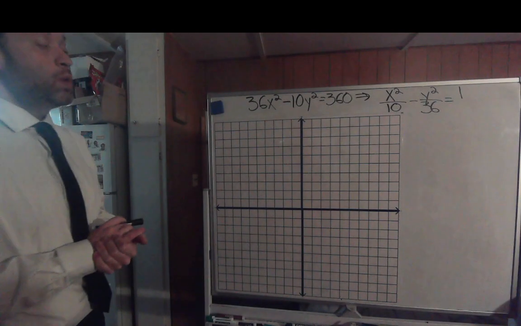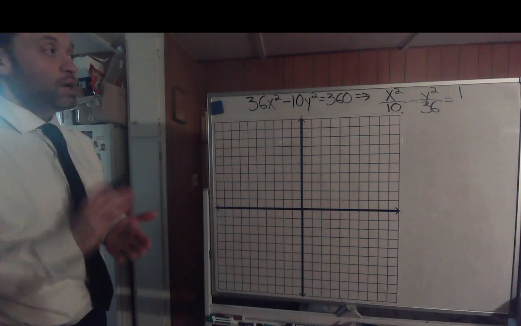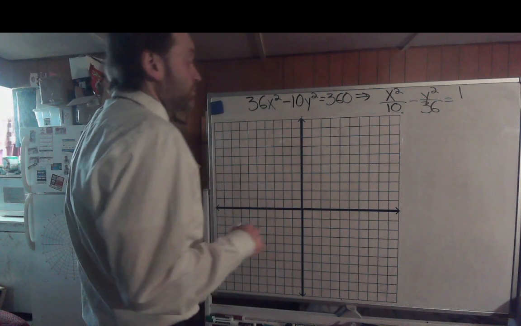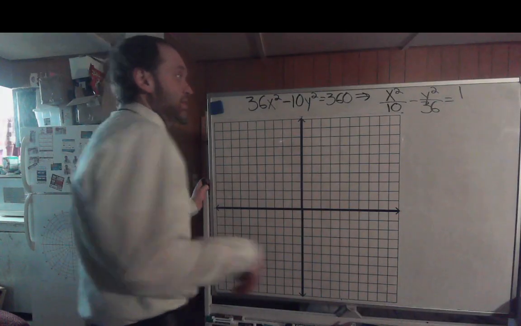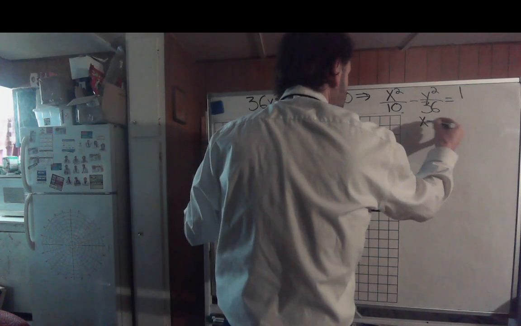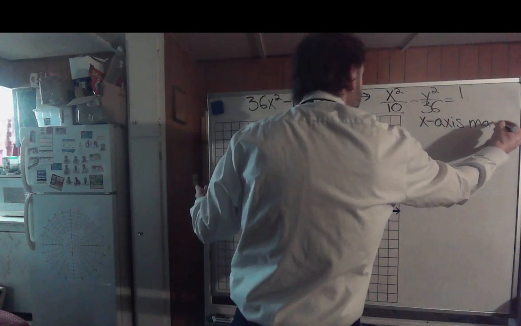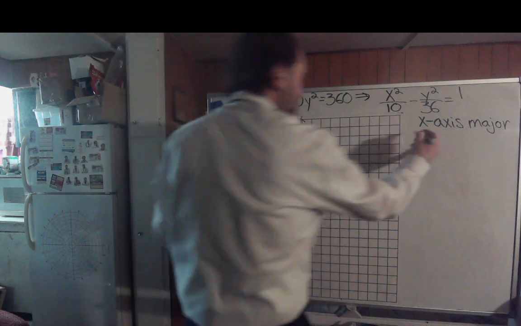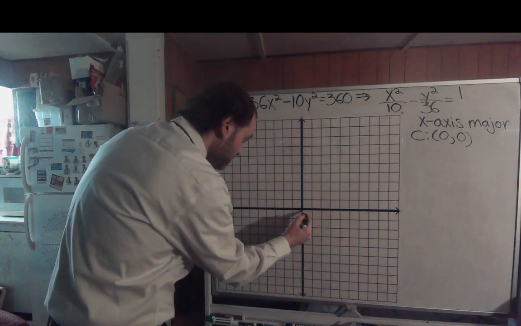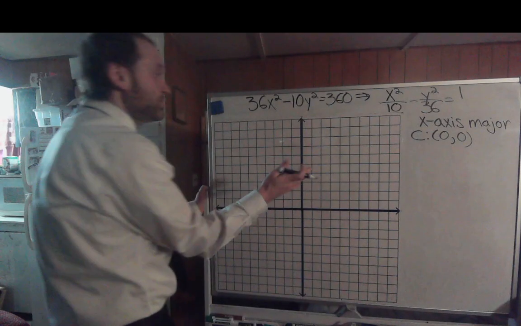Alright, so let's go ahead here and first label our major axis. The x variable comes first, so the x-axis is the major axis. Now, what's your center? 0, 0. The center is at 0, 0. So let's go ahead and put that up here on the coordinate plane.